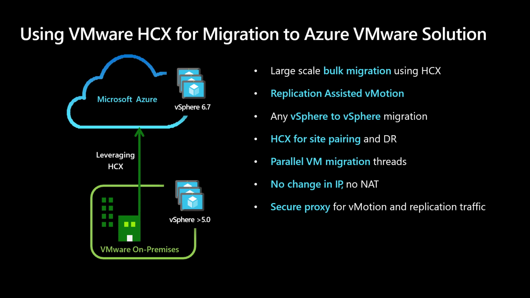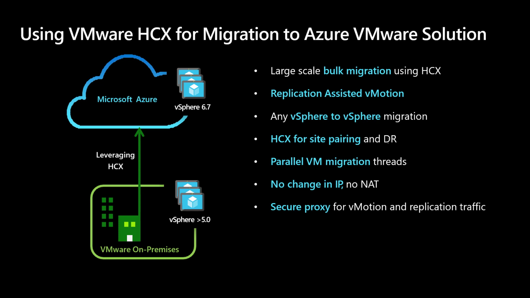HCX offers parallel VM migration threads, which helps speed up the process and helps it feel less single-threaded in terms of a migration. It helps you plan out and plot what that migration pattern is going to look like without having to account for a very long period of time in terms of downtime. HCX does not require an IP address change, and there's no NAT involved either, so this really starts to become an easy conversation with customers that need their IP addresses to not change during the migration efforts. And then HCX itself provides a secure proxy for vMotion and replication traffic to appease the security-minded companies.